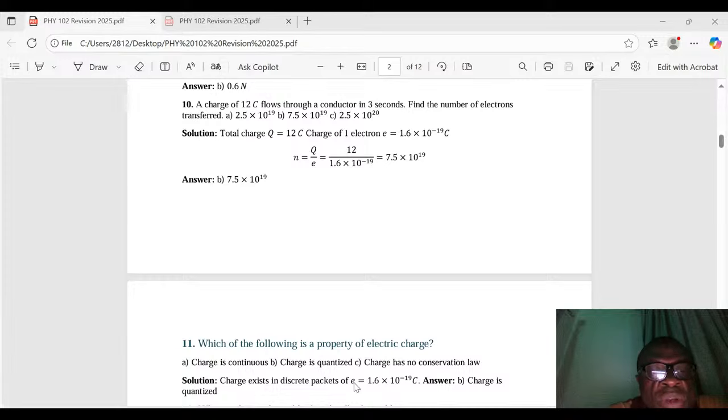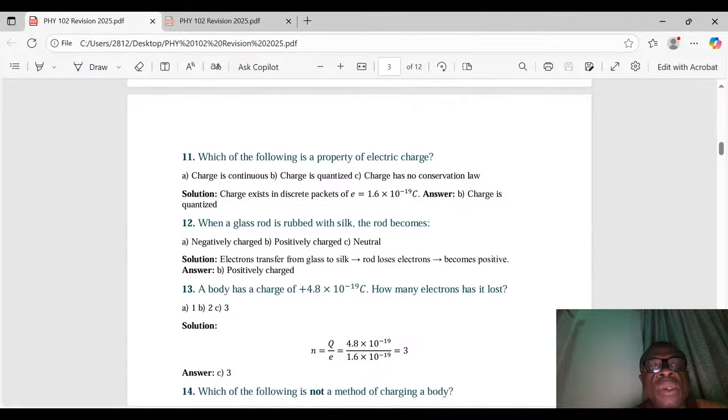Number 11, which of the following is the property of electric charge? A, charge is continuous. B, charge is quantized. C, charge has no conservation law. The solution is charge exists in discrete packets and it is quantized. So the correct answer is B. That is number 11.